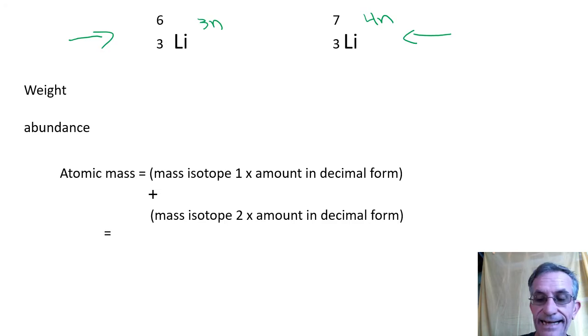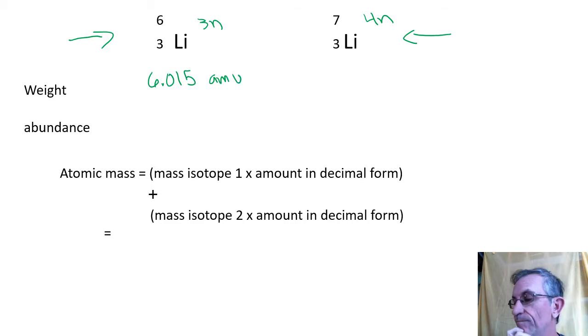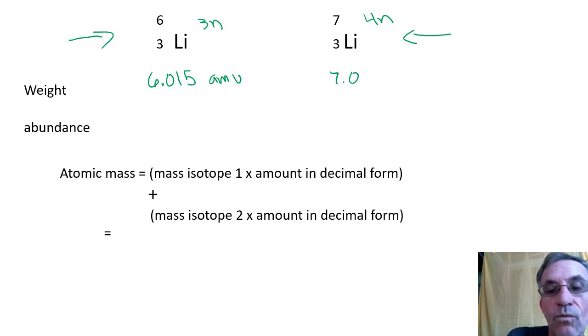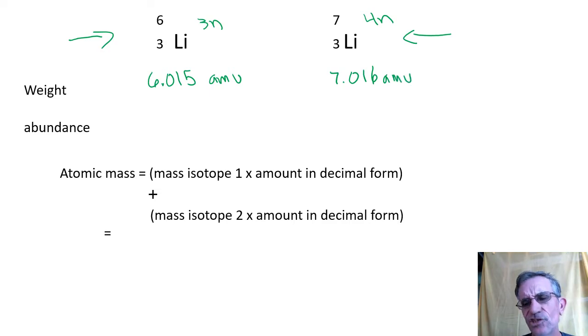And when they did that, let me tell you what they came up with. Lithium-6, this first type of lithium atom, weighs 6.015, and then the unit on that is AMU. That is the unit we weigh atoms in, 6.015 AMU. Now, when you weigh the other form of lithium, see it's got an extra neutron, it's got 4 neutrons, so it's going to weigh a little bit more. It weighs 7.016 AMU.